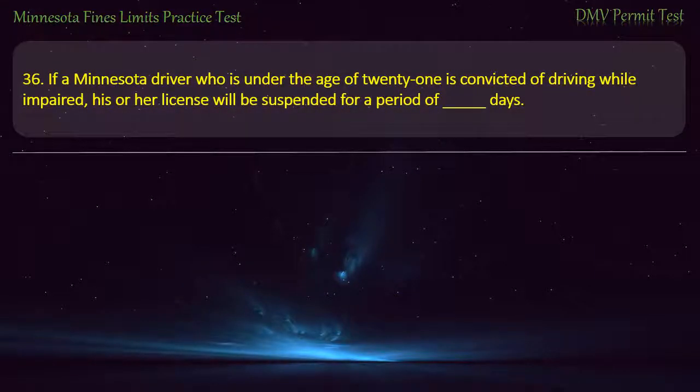Question 36. If a Minnesota driver who is under the age of 21 is convicted of driving while impaired, his or her license will be suspended for a period of days. 180, 30, 90, 60. Answer: 30.